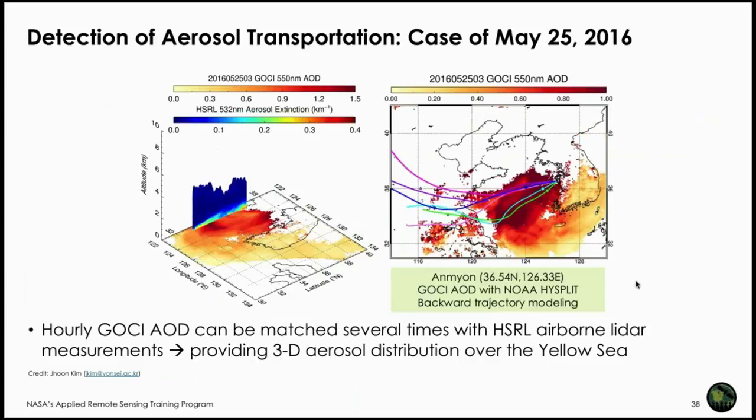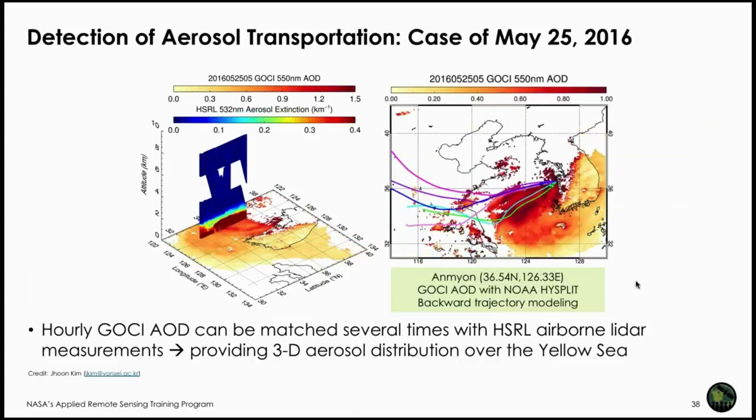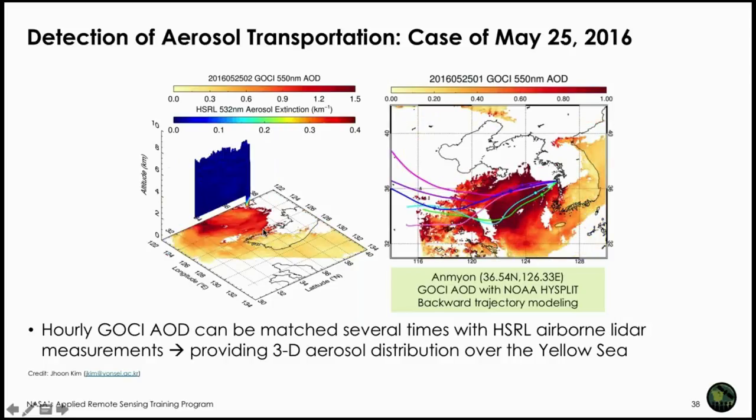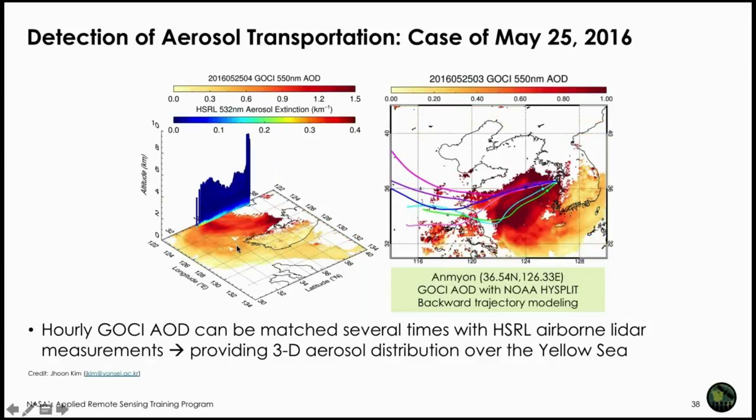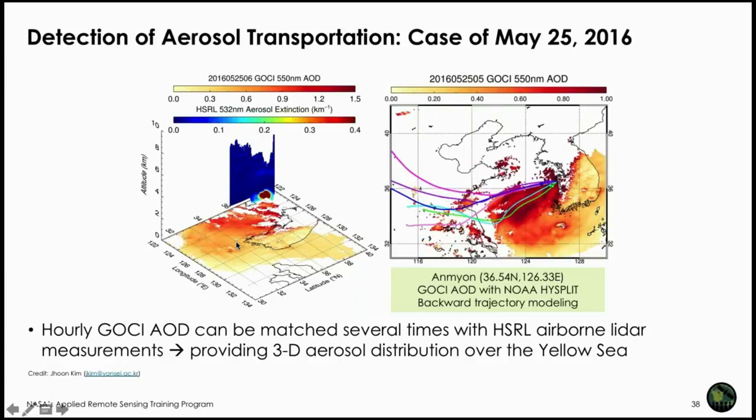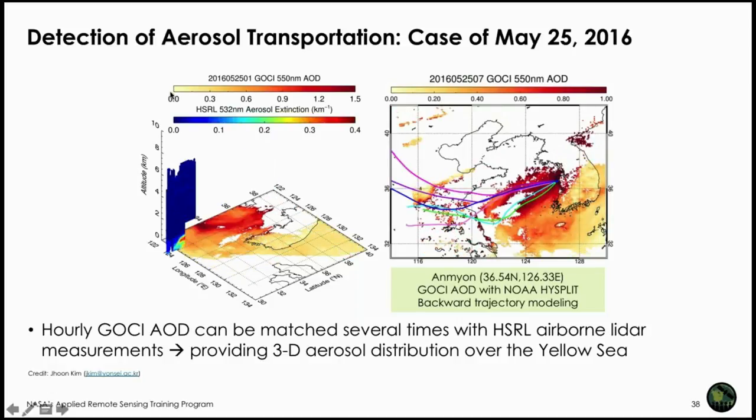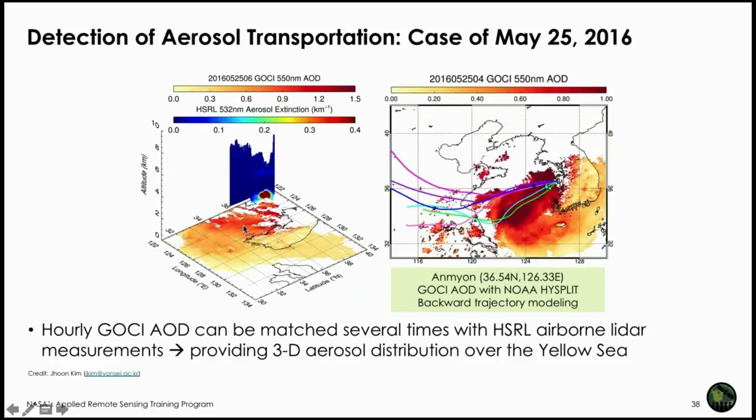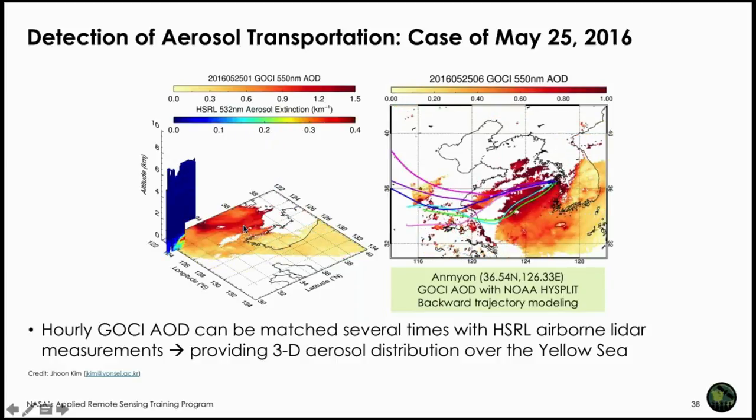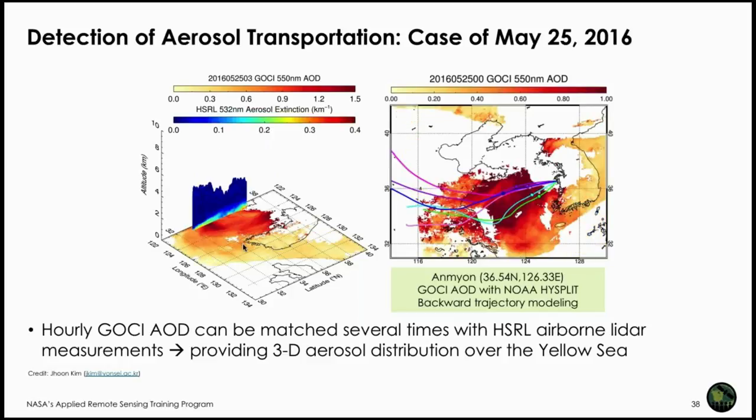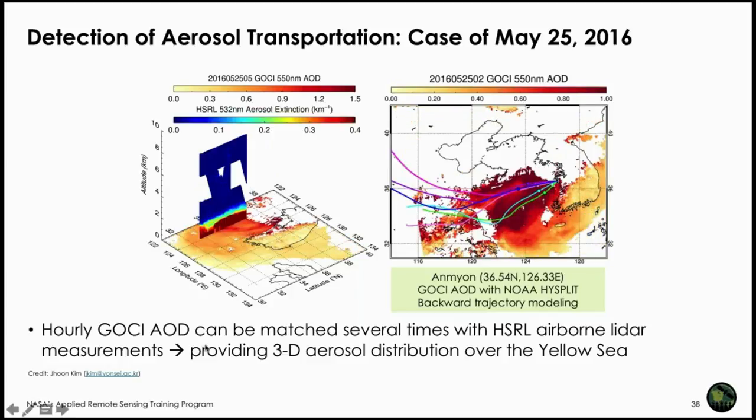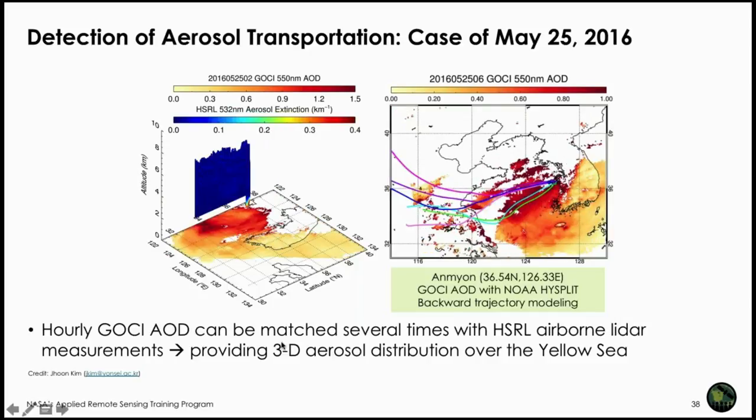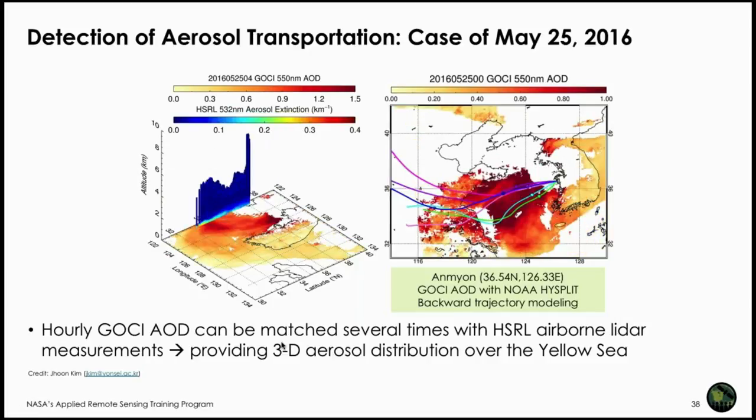This is one example during the KORUS-AQ campaign. The bottom distribution of the left figure is the GOCI AOD from 0.0 to 1.5. The red color means a very high AOD plume transported from China to Korea. And this hourly GOCI AOD can be matched with several times during the air quality campaign during a day.